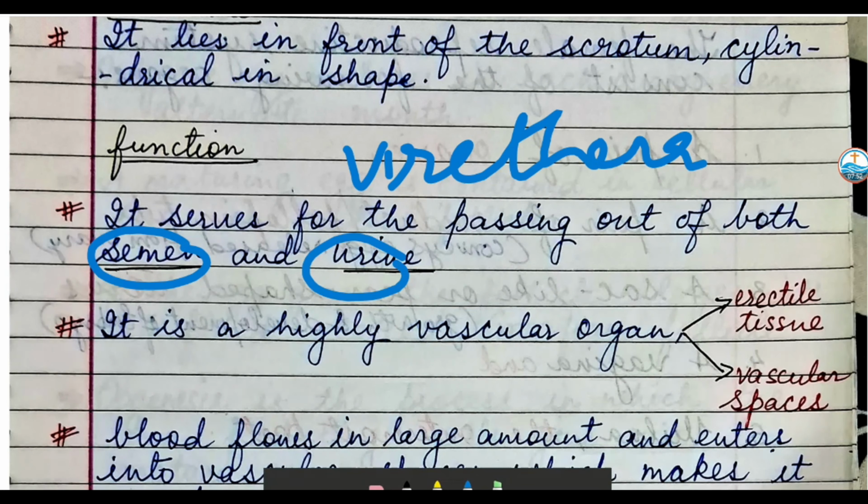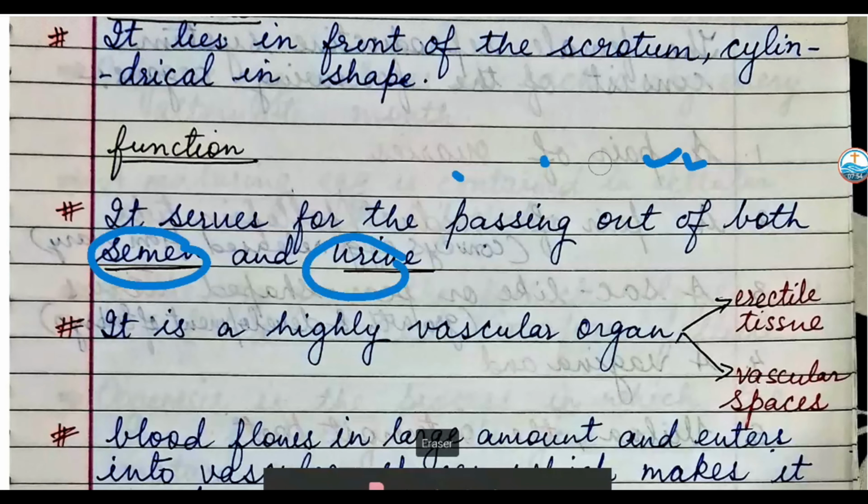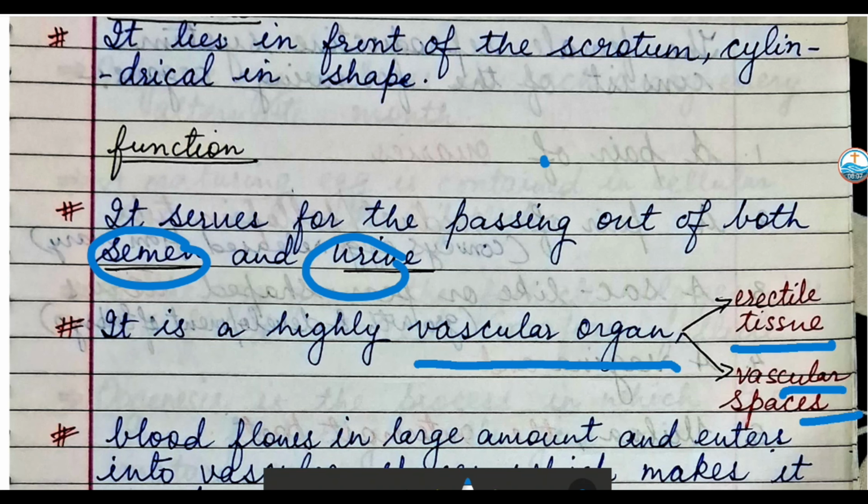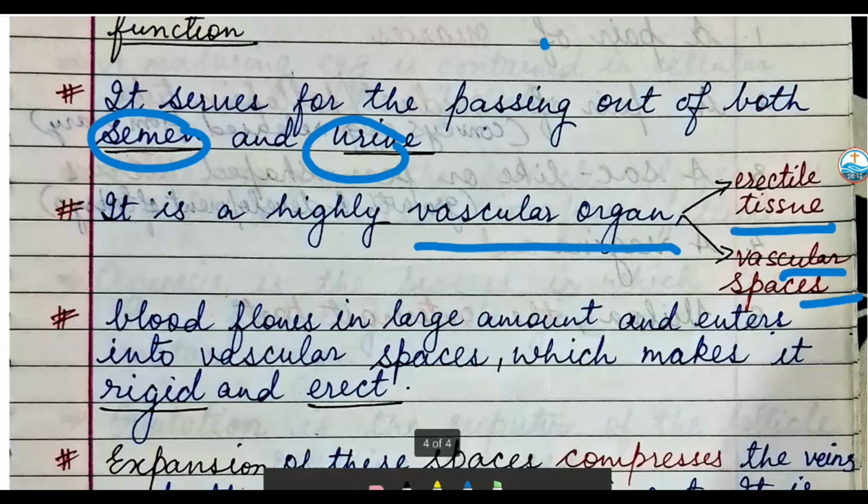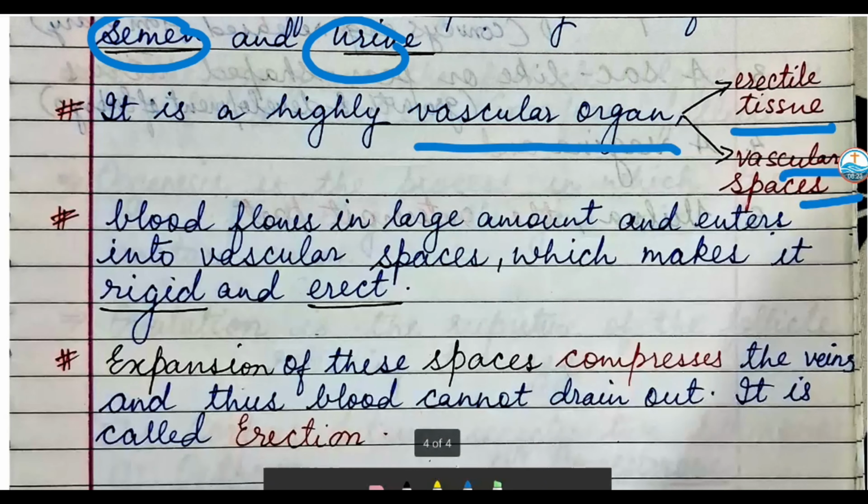Then it is a highly vascular organ. Why? Because it has erectile tissue and vascular spaces. That is why it is known as a vascular organ. The blood flows in a large amount and enters the vascular spaces, which makes it rigid and erect. So it has the erectile tissues.